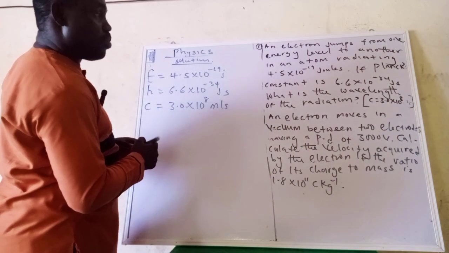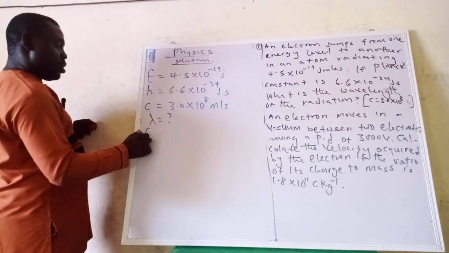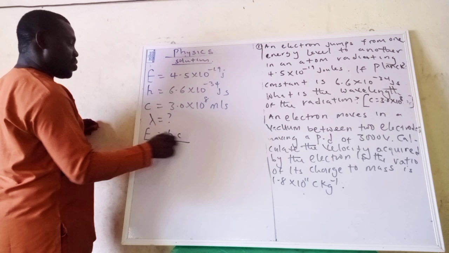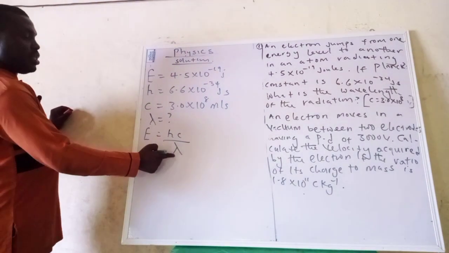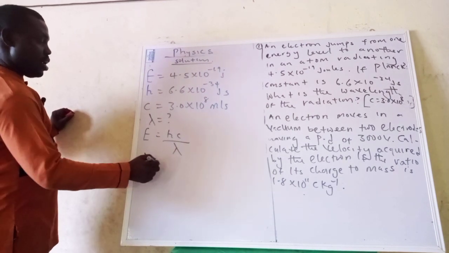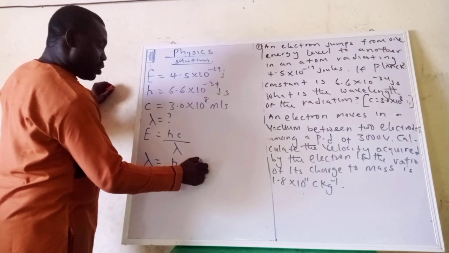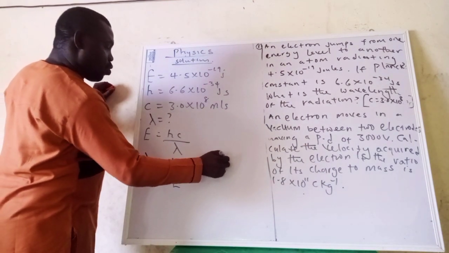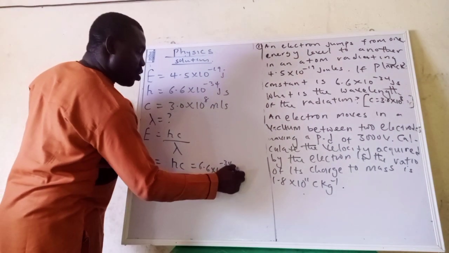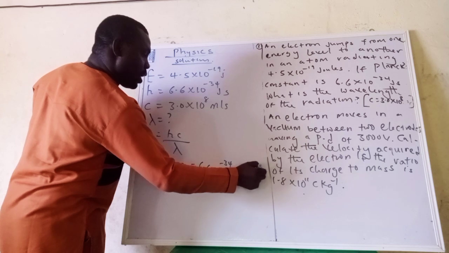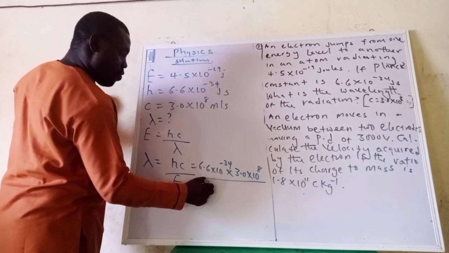What are we asked to find? We do not know our wavelength. We know there's a formula that says this over this. Am I correct? Yes. So we have to make lambda the subject of the formula. So lambda is hc over E. So we have 6.6 times 10 raised to the power minus 34, and c is 3.0 times 10 raised to the power 8, and then E given to us is 4.5 times 10 raised to the power minus 19.